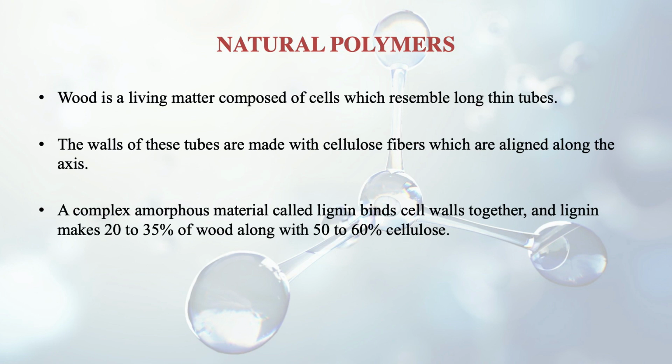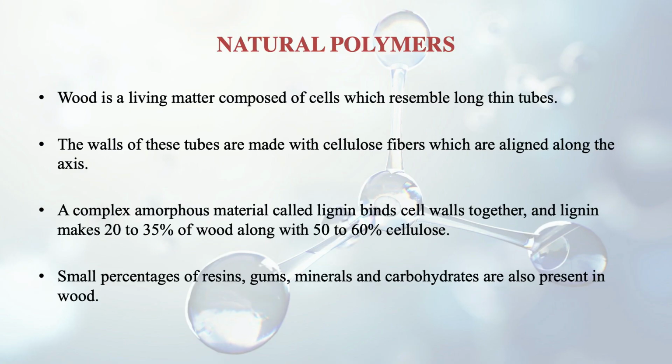In the case of wood, it will bind those cellulose fibers, and lignin makes up 20 to 35% of the wood, meaning the binder is 20 to 35%, along with 50 to 60% of cellulose. So when both these things are there, cellulose plus lignin in a certain percentage, then it is whole wood. Small percentages of resins, gums, minerals and carbohydrates are also present. So other things are also there, but in very small percentage.